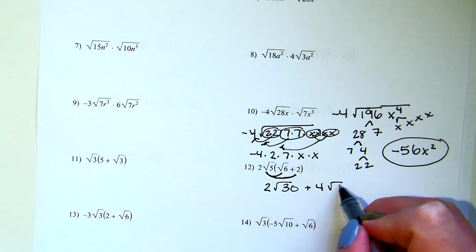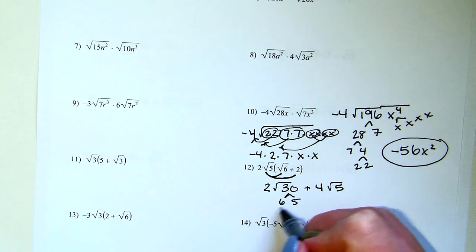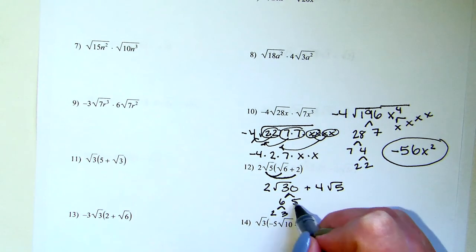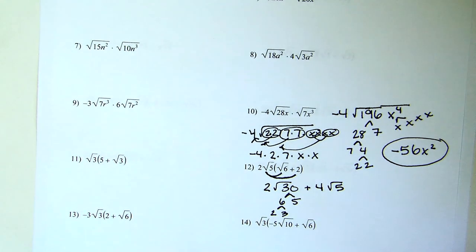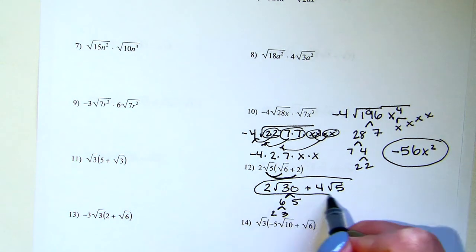Now 30, when I break it down, gives me 6 and 5, 2 and 3. There's no partner of the 2, of the 3, or of the 5. So that means our final answer is going to be 2 root 30 plus 4 root 5.